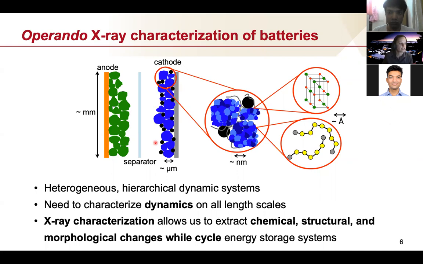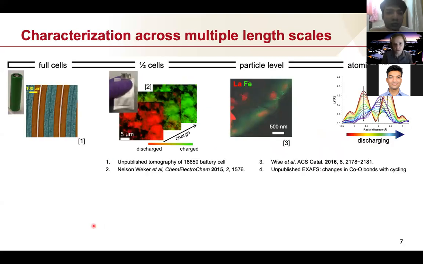But at the largest length scales, you really also want to look at the micron and even the millimeter scales, looking at a more realistic battery or a larger field of view of what's going on in your battery. So you really want to study it at all different length scales, and you really want to study it as it's operating and changing, in as realistic a battery as possible. And so X-ray characterization allows us to do this. We can extract the chemistry, the structure, the morphology, and all of those changes while cycling a fairly realistic battery. So that's the aim.